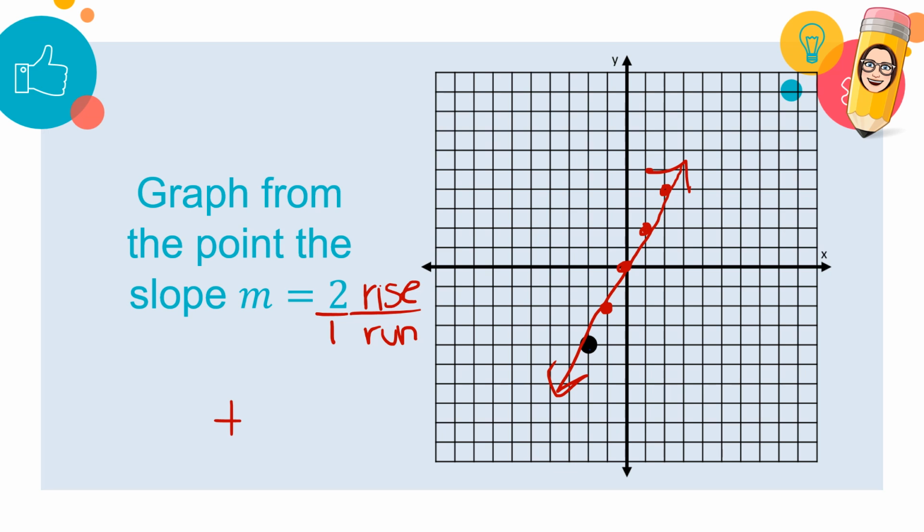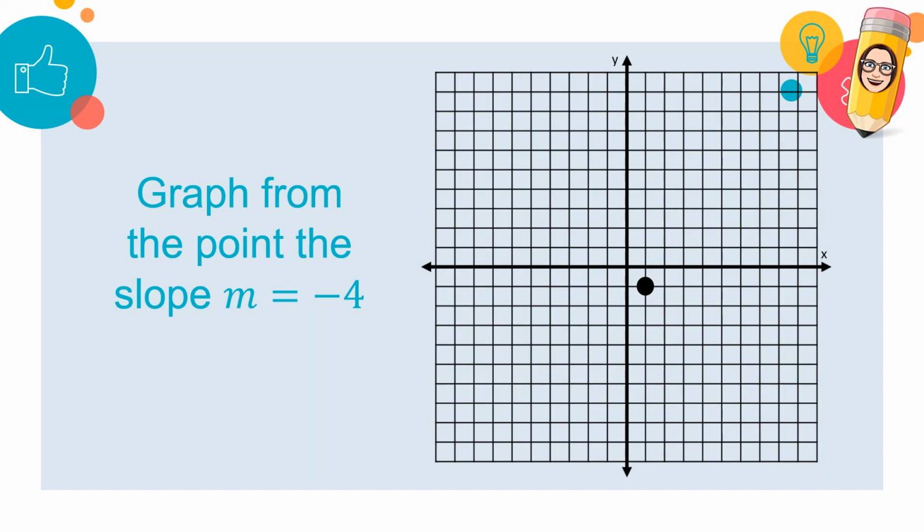The key thing on this example was, if there is no run, it's 1. All right, let's try another one. Again, you could just plot a dot anywhere. I'm more worried about counting from your given dot. And so let's take a look at this one.